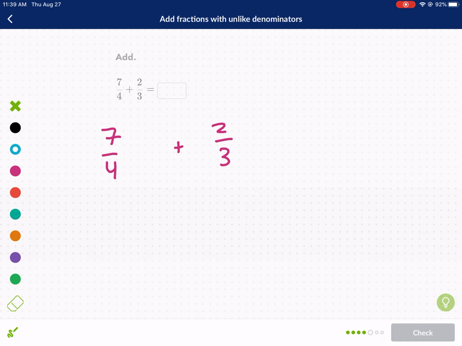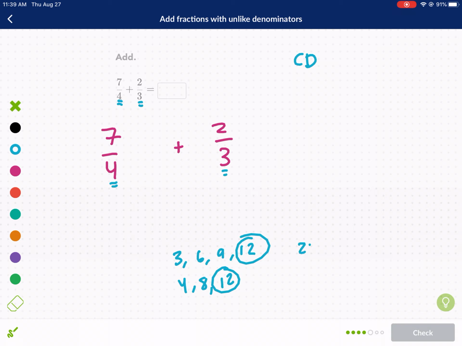Now, one thing that will always work, it might not always be the least common, in this case it is, but one thing that will always work to find a common denominator is you can multiply the two denominators together. In this case, it also happens to be the least common denominator. If you list the factors of 3 and the factors of 4, you see that 12 is the least of those, because there are other common multiples that are bigger. Like 24 is a multiple of both, but 12 is less than that. It is the least common denominator, okay?